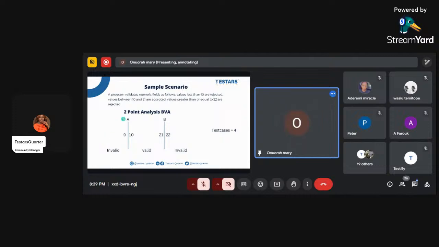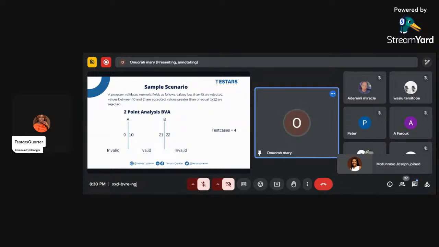So going by this, you can see that we have the first part, which is an invalid case, 9. And then in between here, we have 10 and 21, which are all valid cases. And then outside of here, we have 22, which is also an invalid case. So using 2-point analysis BVA to test this same age field, we would have 4 test cases, because we're going to be testing with someone who is of age 9, 10, 21, and 22, right? So if you look at this and then at the equivalence partitioning, you see that we have one more test case to test this application. Then this is for 2-point analysis.